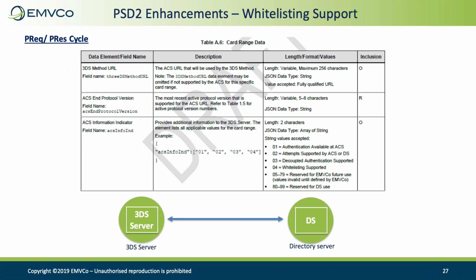And finally, within the PREC-PRES cycle, we talked earlier about the new indicator, the ACS information indicator, that provides additional information to the 3DS server on what is supported by the ACS or DS. Whitelisting, with a value of 0.4, can be indicated as supported by the ACS through this new element.